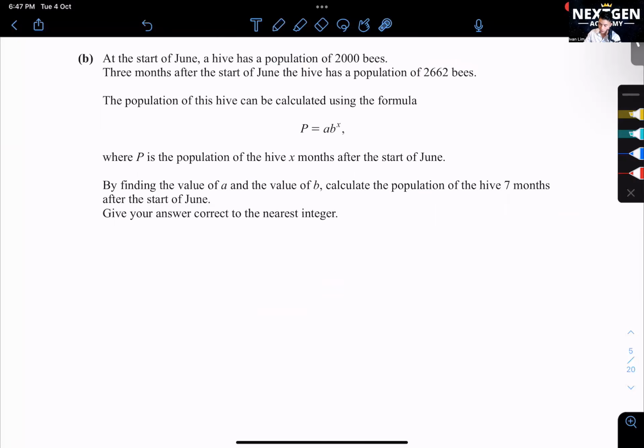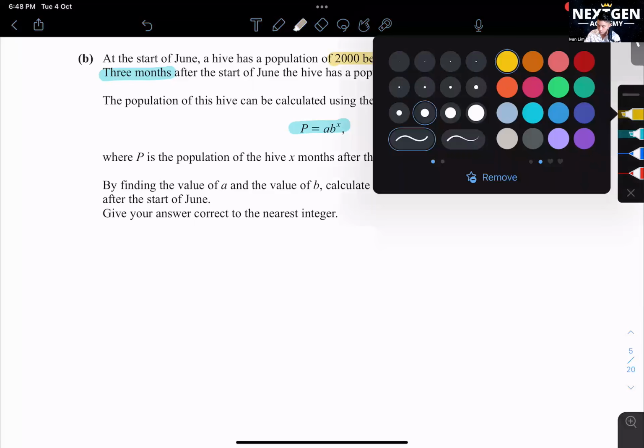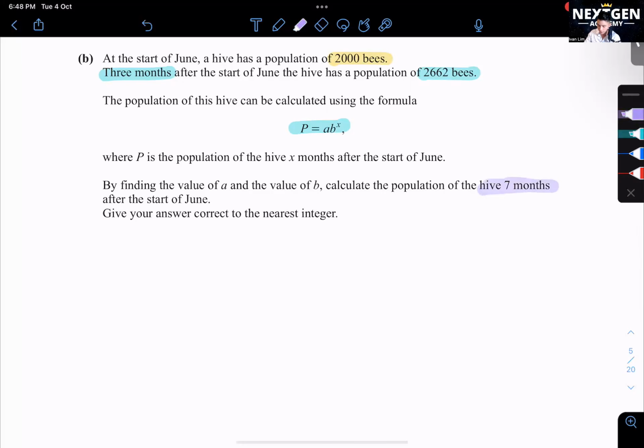Question B. At the start of June, a hive has a population of 2,000 bees. 3 months after the start of June, it has a population of 2662 bees. The population of this hive can be calculated using the formula P equals AB to the power X, where P is the population of the hive X months after the start of June. By finding the value of A and B, calculate the population of the hive, this is the last part, 7 months after the start of June. Give your answer correct to the nearest integer.